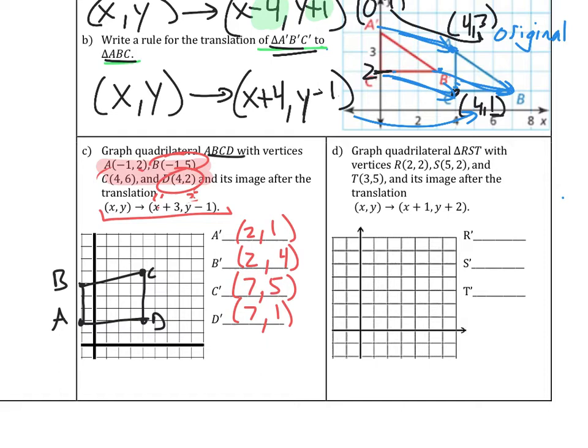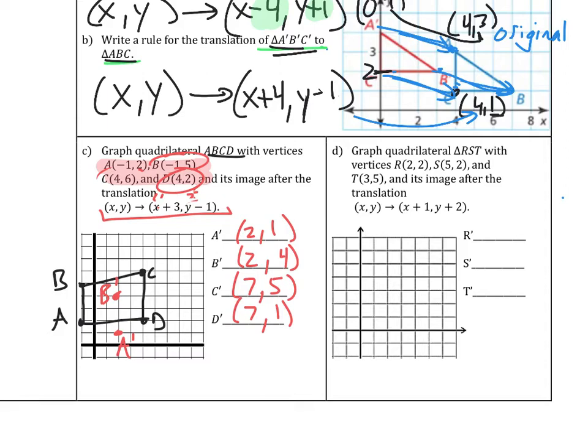So our new points there are 2, 1. We can go graph those. 2, 1 is there. That's the new prime. We'll label A prime, the new A. Then B prime is 2, 4. 1, 2, 3, 4. There it is right there, right? Hope I counted that right. I think I did. B prime.